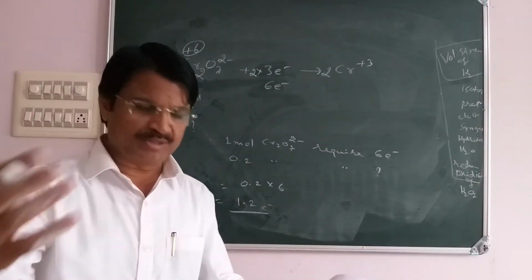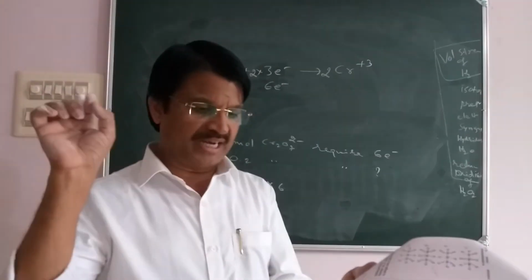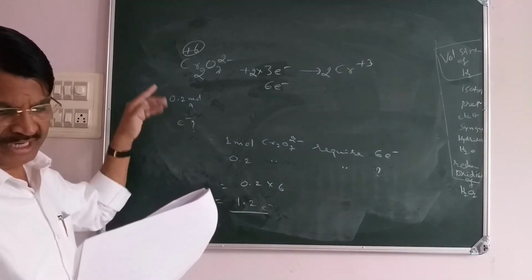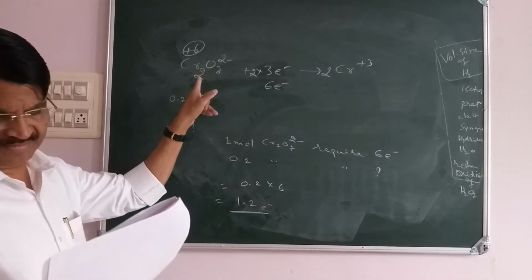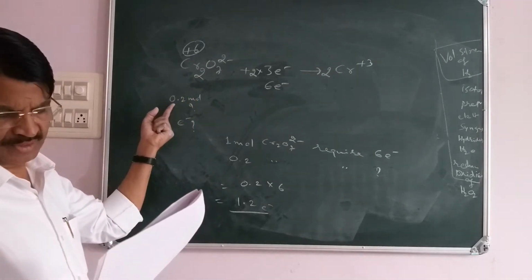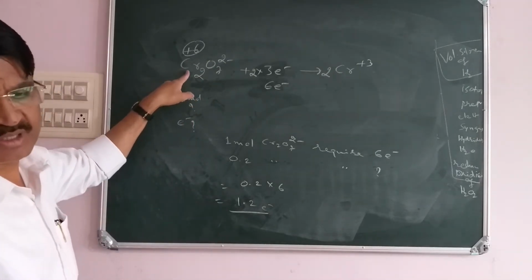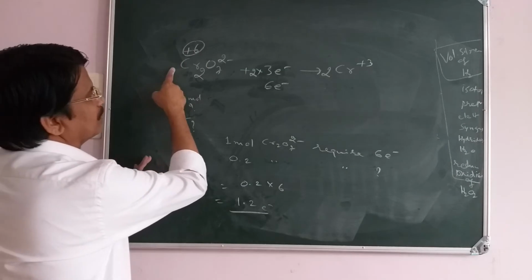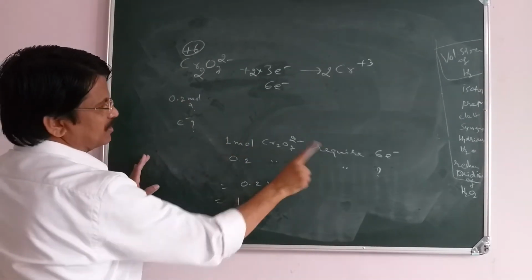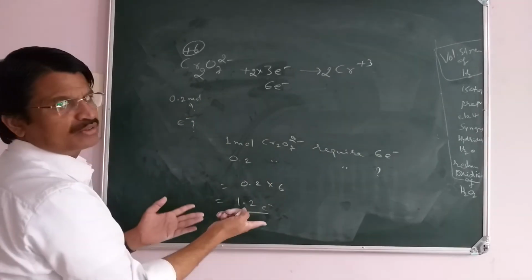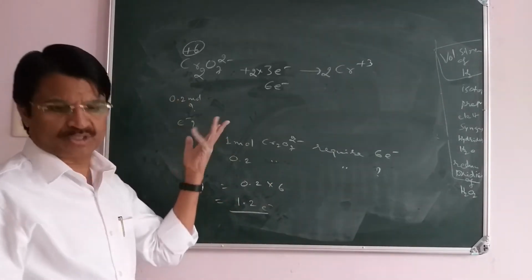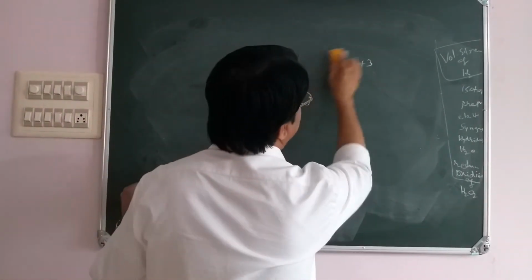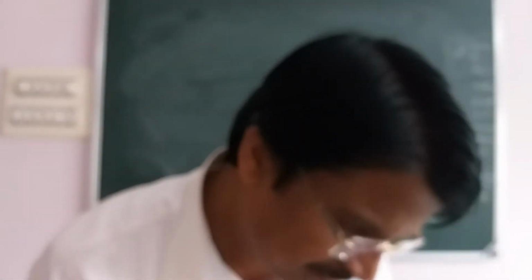Let me read the question once again: the number of moles of electrons required to reduce 0.2 mole of dichromate ion. To solve such questions, you have to apply stoichiometric methods. Here 1 mole needs 6 electrons, and for 0.2 mole of dichromate ion, how many electrons are required? This type of question can also be solved based on redox reactions and the ion electron method. Next.